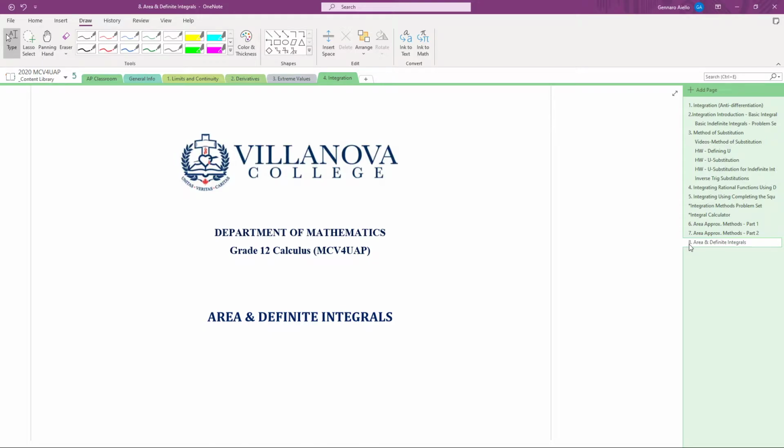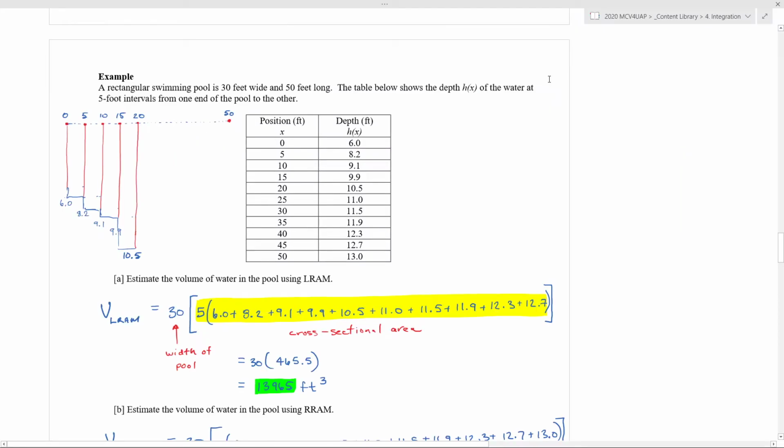So we had the swimming pool. Let's start with that. And so you have a rectangular swimming pool, 30 feet wide and 50 feet long, and there's a table of values here that gives you the depth of the swimming pool at 5-foot increments as you move along the length of the pool. So starting at 0 all the way to 50 by 5-foot increments, it gives you the depth. So the depth at 0 is 6 feet. The depth at 5 is 8.2 feet. And you can see what I've begun to do there on the left is construct a cross-sectional view of the swimming pool.